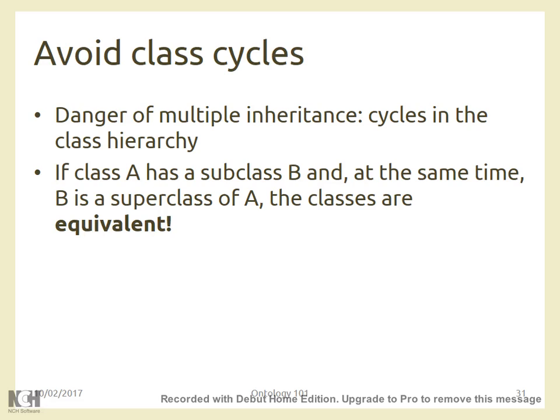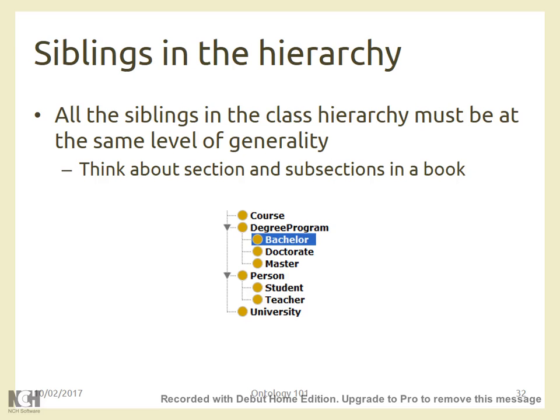Avoid class cycles. This is a danger of multiple inheritance, that are cycles in the class hierarchy. So if a class A has a subclass B, and at the same time B is also a superclass of A, or in a longer cycle, these classes and all their instances are equivalent. And in semantic web and ontologies, equivalent means they are the same identical thing. It's a strong equivalence. So it is a problem to be avoided. I said this before, siblings in the hierarchy must be at the same level of abstraction and generality, like section and subsection of a book, if you think about it.